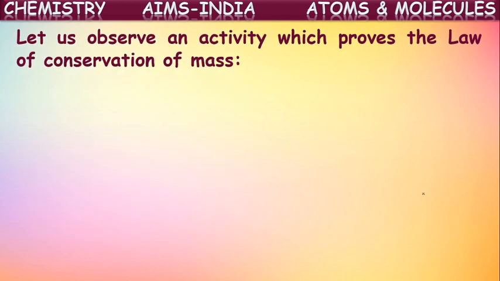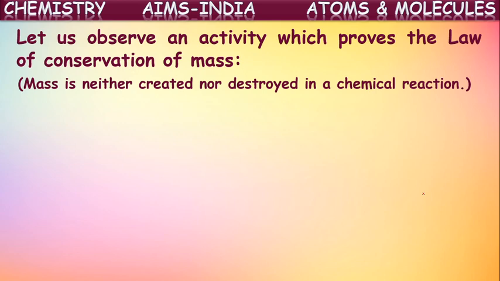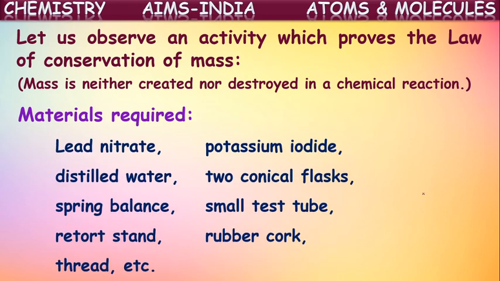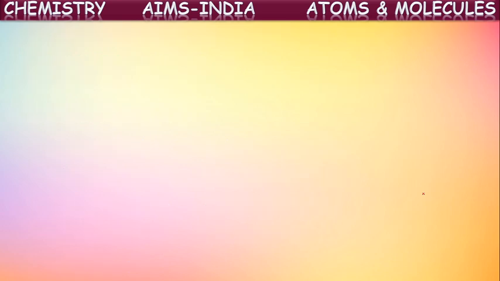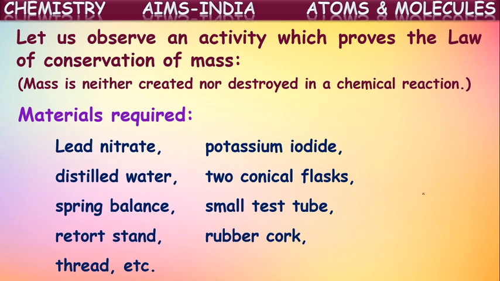So let us observe this law of conservation of mass based upon a certain activity which proves this law. For this activity, we need some chemicals like lead nitrate, potassium iodide, some distilled water, two conical flasks, a spring balance, a test tube, a thread, and a stand. So by using these, how can we prove the law of conservation of mass?